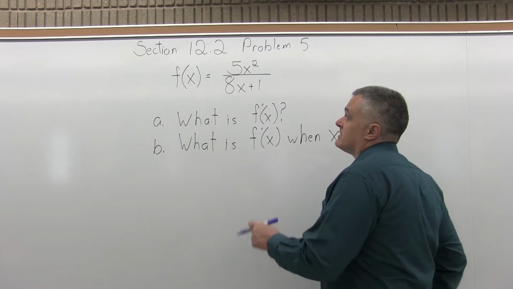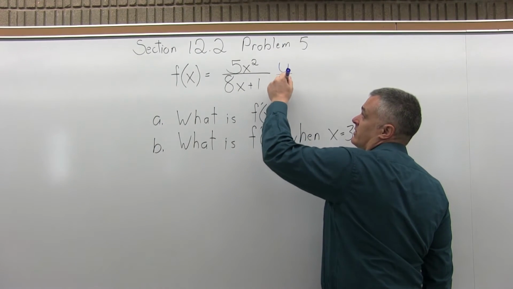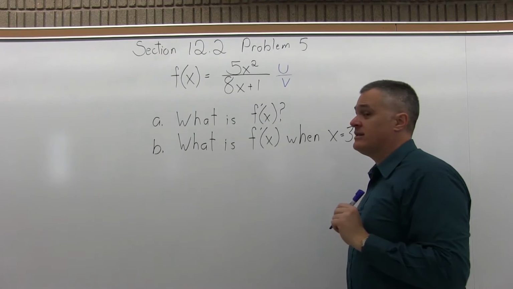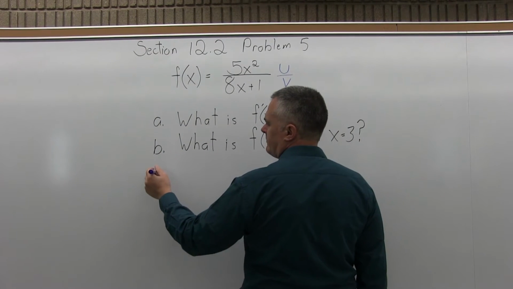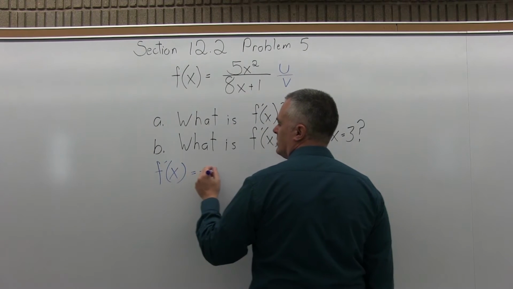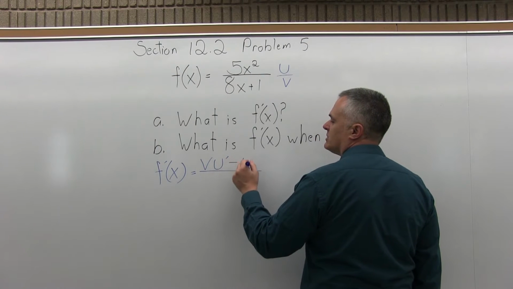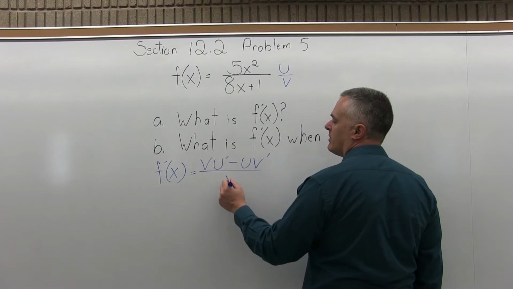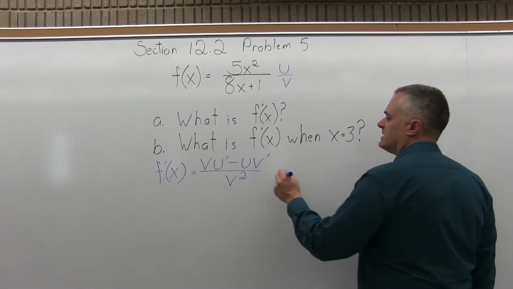So f of x is a quotient. It has a numerator and a denominator. So the numerator we can consider to be u, and the denominator will be v. So f prime of x equals v u prime minus u v prime over v squared. So let's fill this in.